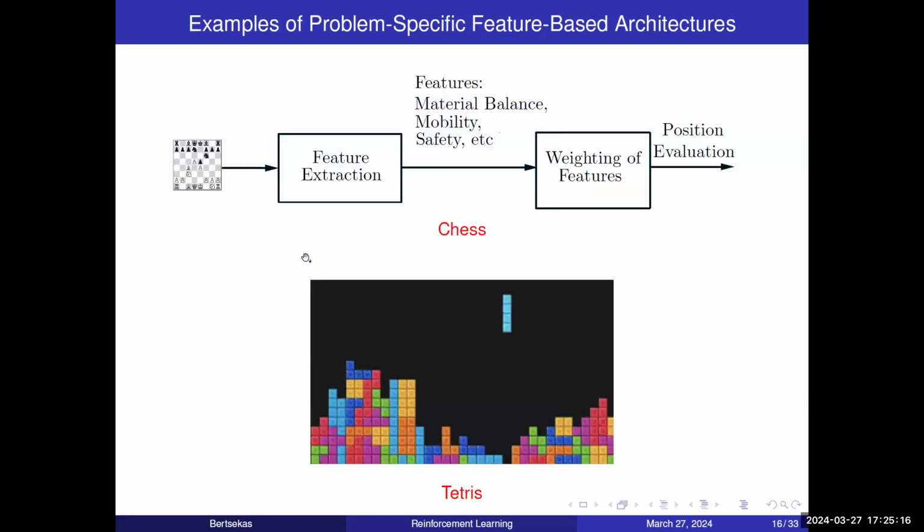Let's briefly comment on some features used in some case studies. For example, in the application of chess, the feature extraction module typically would take the material balance, the mobility, and the safety of the king, for example. Those features typically would be recognized as important for a chess player. And for the application of Tetris, there is a set of important features.